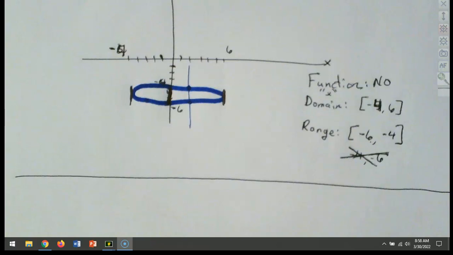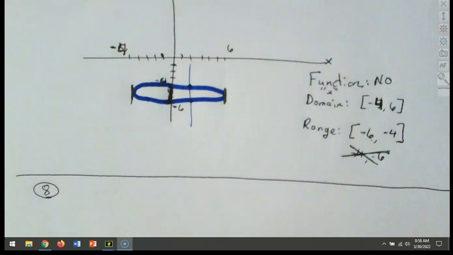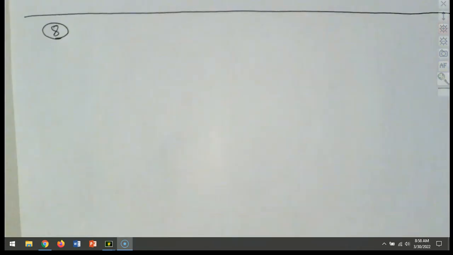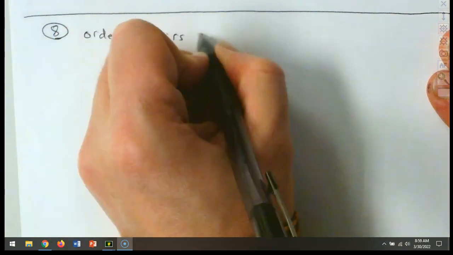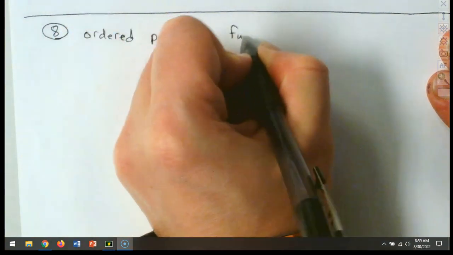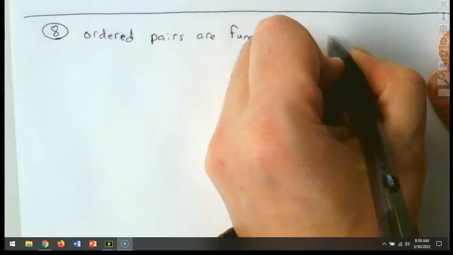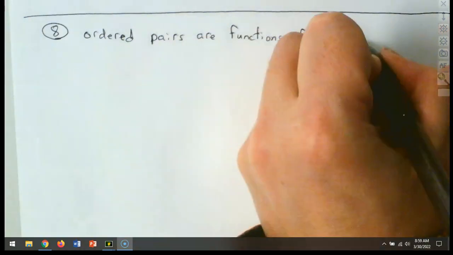Question 8, ordered pairs. Now, what do we know about ordered pairs? Well, ordered pairs are functions if the x values are different, right? If all x values are different.